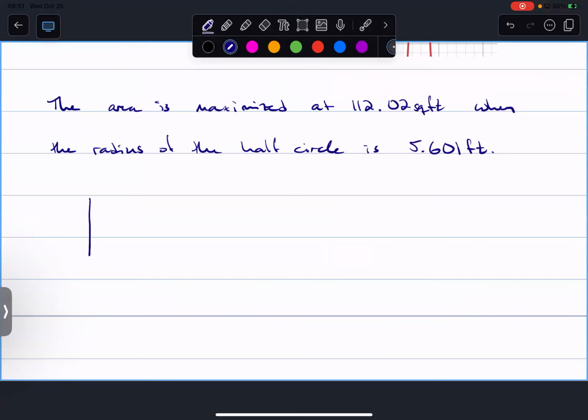Going back to answer the question here. You get it. This was 2 times R. 2 times 5.601 is roughly 11.202.